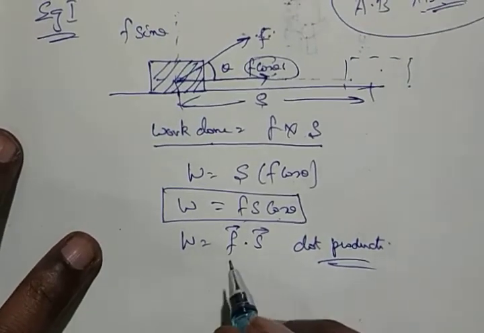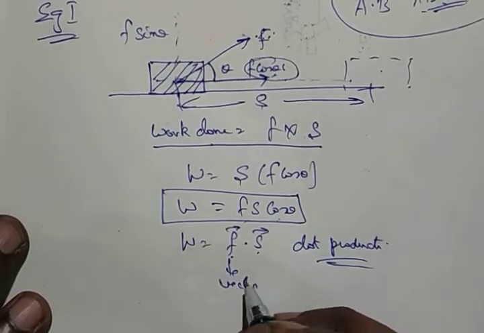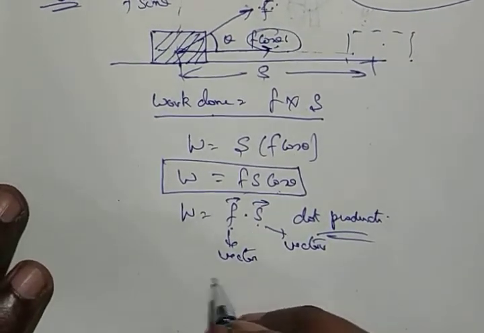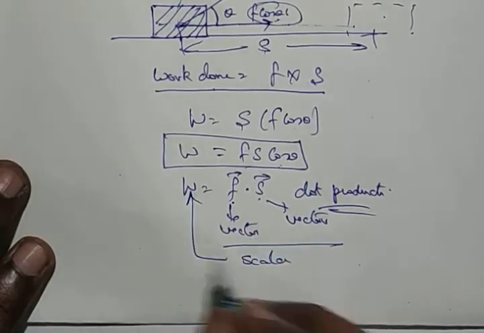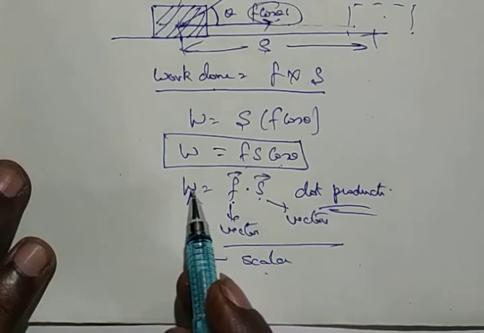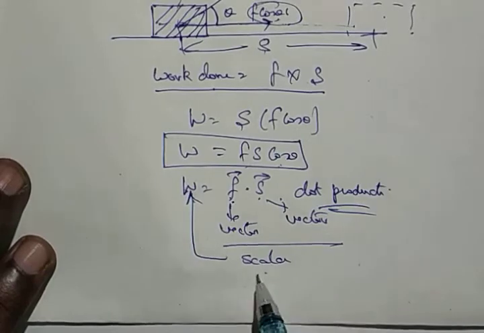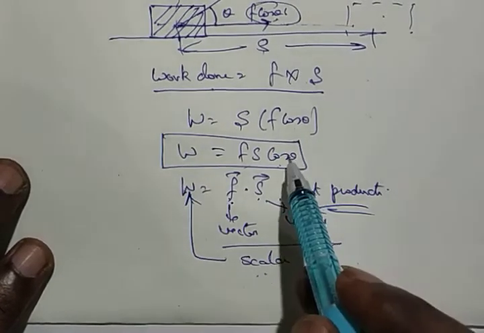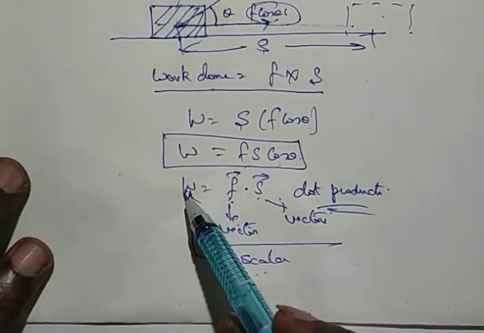So the answer which you get, force into displacement. Force is a vector quantity. Displacement is also a vector. What is the answer you will get? The answer is a scalar. Work done is always a scalar. Work is not a vector quantity; it doesn't have a direction. So vector into vector, you get a scalar. That is called a scalar product. You would be wondering why I am studying this now in physics. Right here itself, you can understand that two vectors multiplied give a scalar answer. That is called the scalar product.